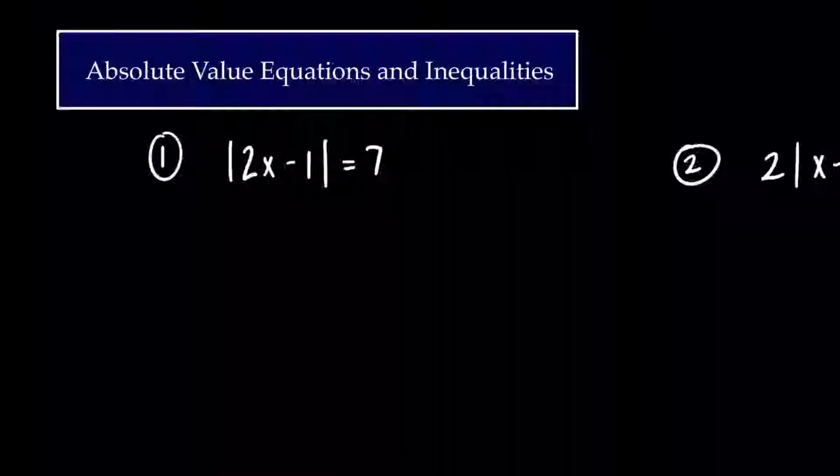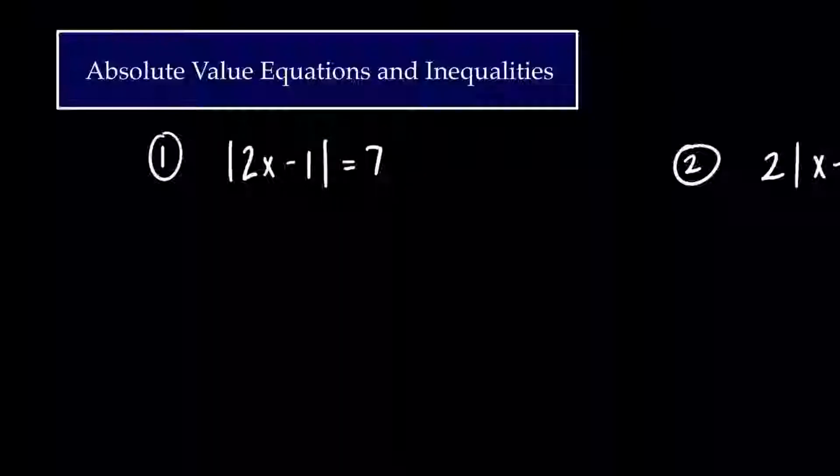All right, we're going to talk about absolute value equations and inequalities. So these are any type of problem where you have an absolute value and you have an equal sign or a less than or greater than sign. So let's look at our first example here. We've got the absolute value of 2x minus 1 is equal to 7.